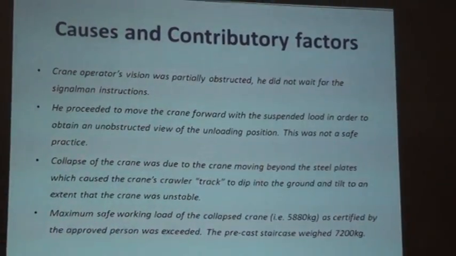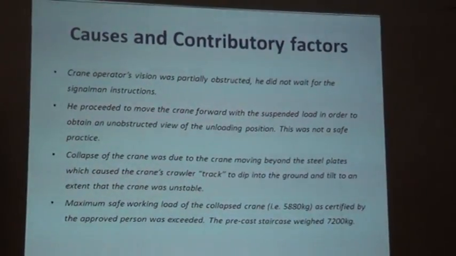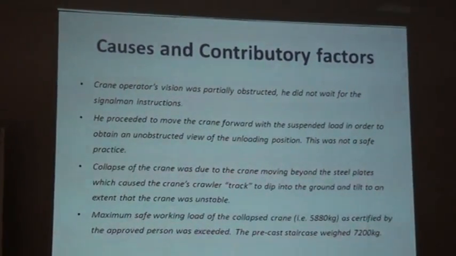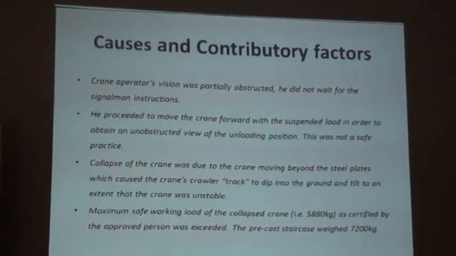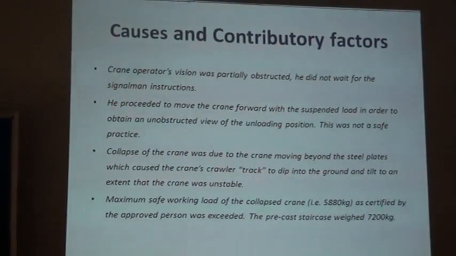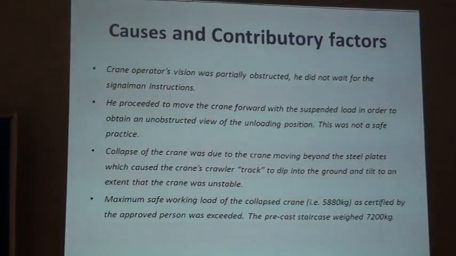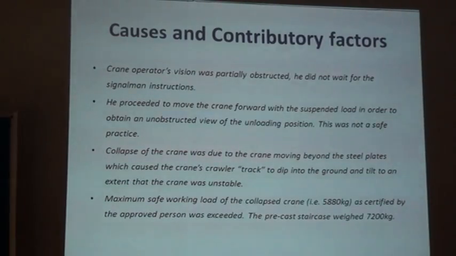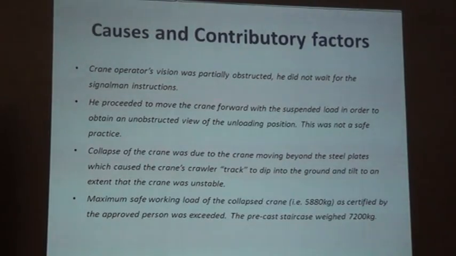The collapse of the crane was due to the crane moving beyond the steel plates, which caused the crane crawlers to dip. Basically, we run the crawler crane over the plate. We need to check the stability of the soil, so in order to prevent deterioration of the soil, we run over the plate.